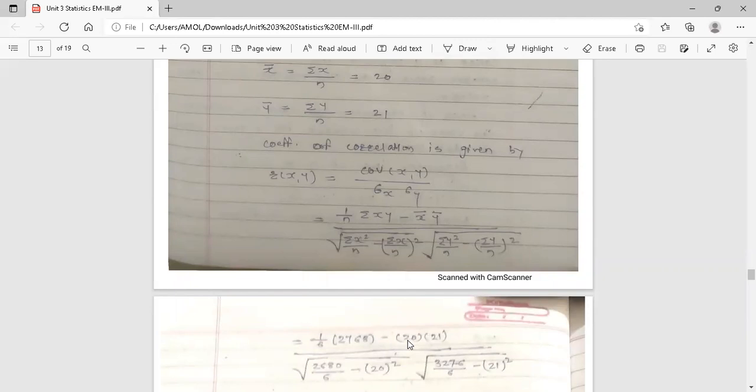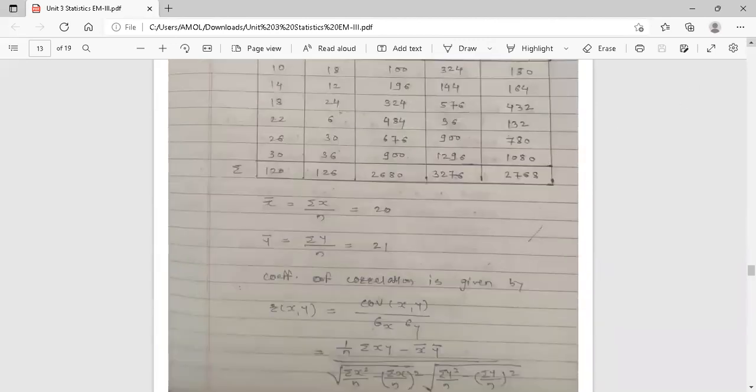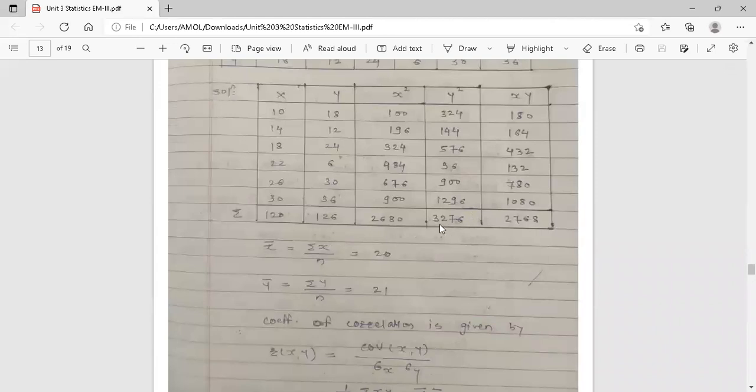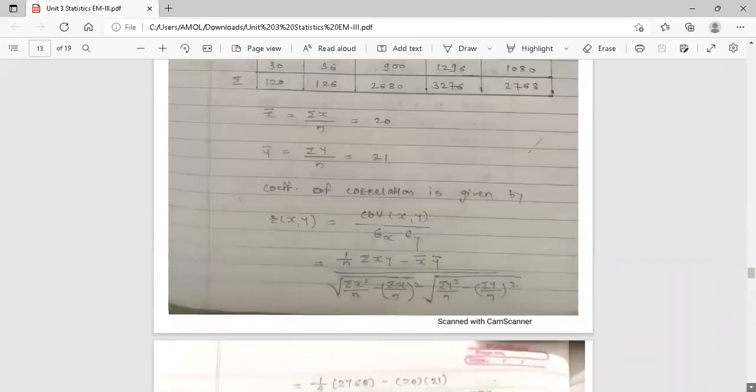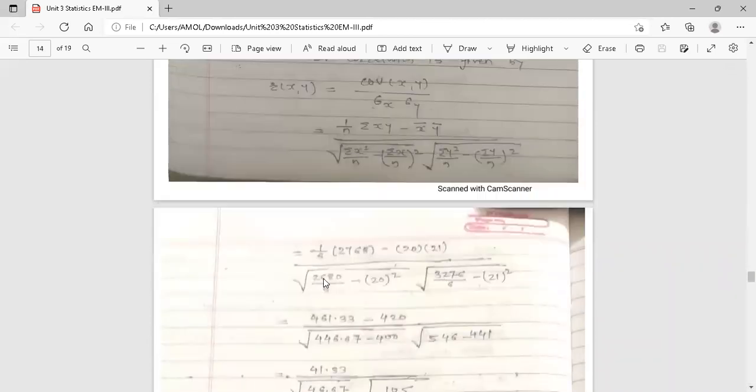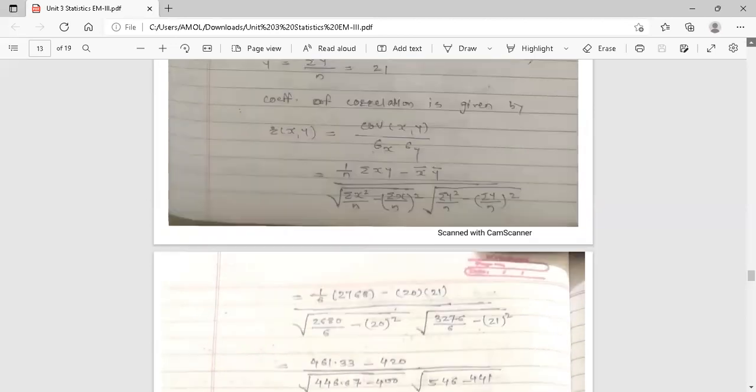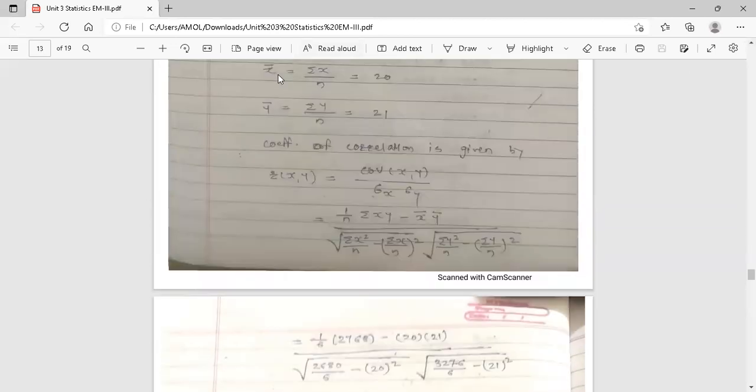Put here these values 20 and 21 upon under root summation x square. Summation x square from the table. See here the table. Summation x square is 3276 and summation y square 2680. So from the table you write the values here. Summation x square upon n, 6 entries are there, minus summation x upon n, which is nothing but the arithmetic mean. Means this is the value of x bar. Summation x upon n is nothing but x bar. It is 20. So right here summation x upon n is equal to 20. 20 square. Another square root.